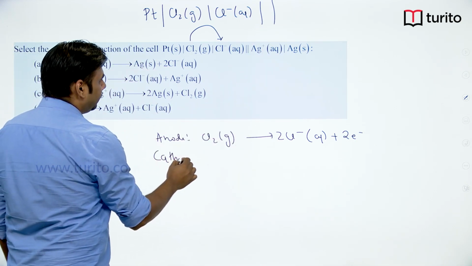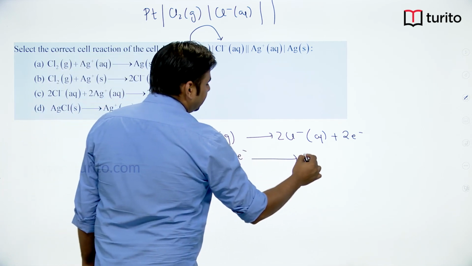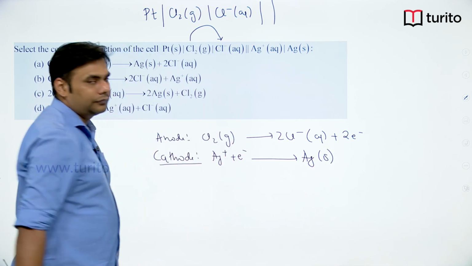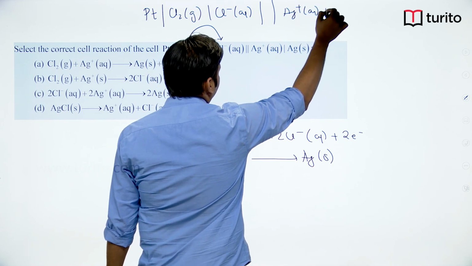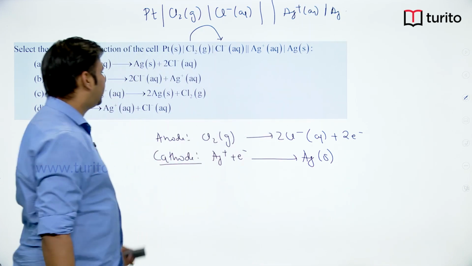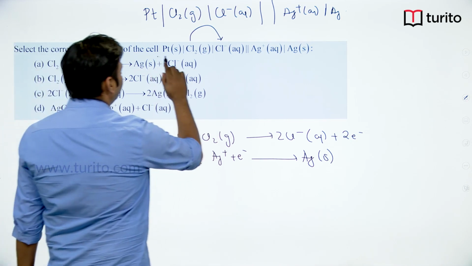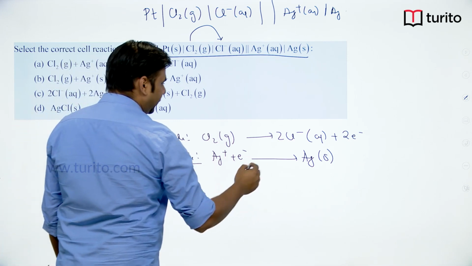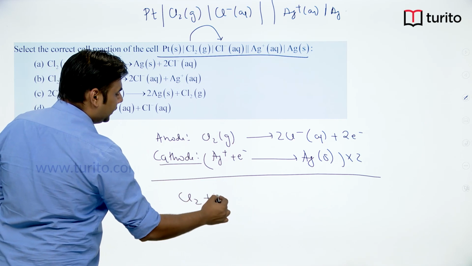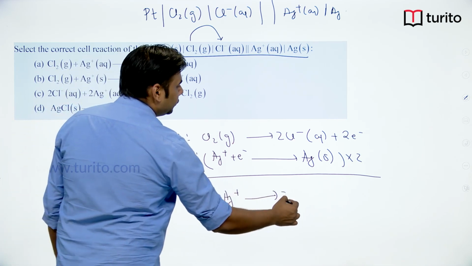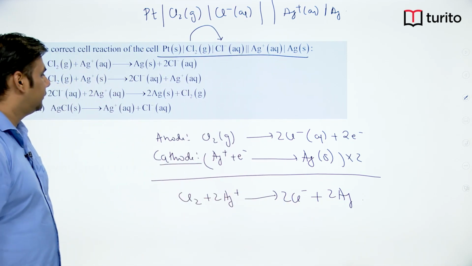In the cathode, we know that silver ion will take up the electron and change into silver solid. So we'll get silver plus aqueous and then silver solid. Okay, so this is the representation. If you have this representation, the overall reaction would be, you just have to multiply this with 2. So we'll get chlorine plus 2Ag plus changing into 2Cl negative plus 2Ag. Okay, so this is the reaction.